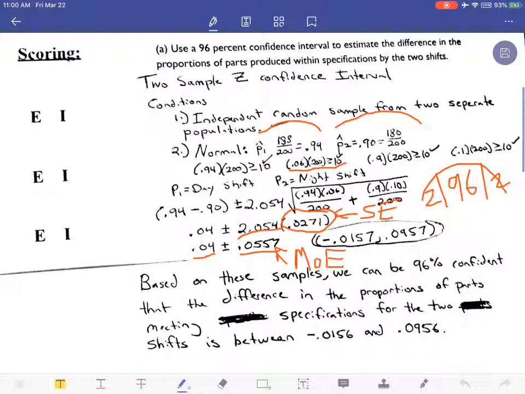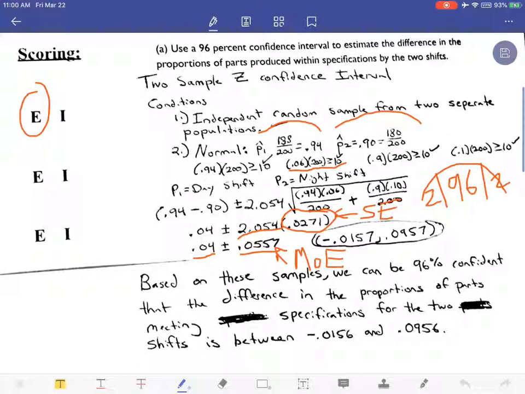So let's go to the scoring on this first part. As you can see, you would either get E, essentially correct, or incorrect. There's no partial credit for these different parts. So as long as you correctly identified the correct confidence interval and identified your conditions correctly, explained them, you would get an E, essentially correct. If you're missing one of those parts, then you would not get essentially correct.